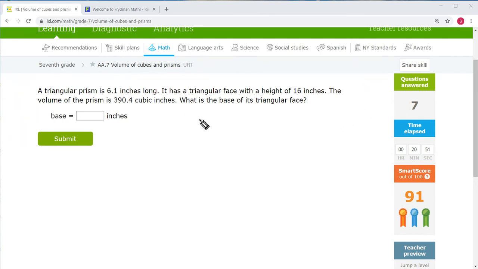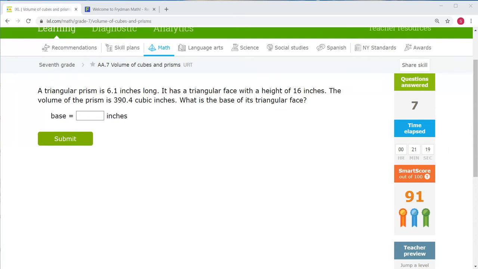Although this problem is actually not that different from a couple of the problems that we've done, let's just read through it. A triangular prism is 6.1 inches long. It has a triangular face with a height of 16 inches. The volume of the prism is 390.4 cubic inches. What is the base of its triangular face?